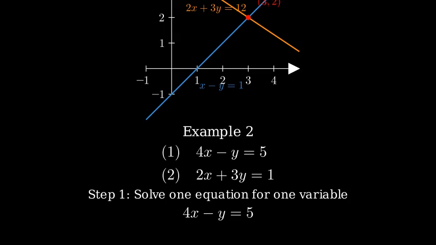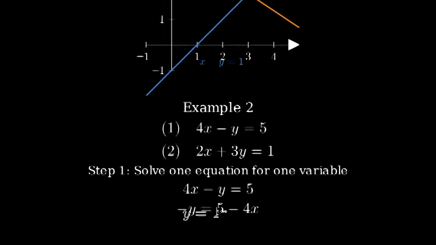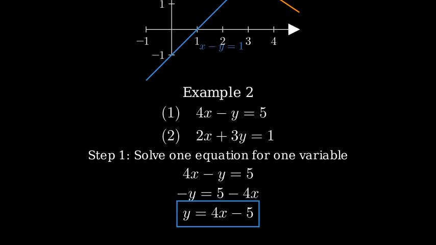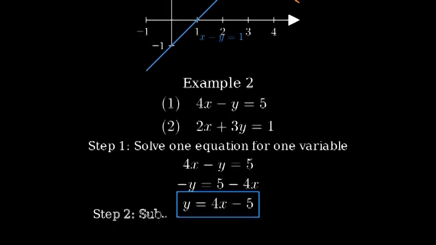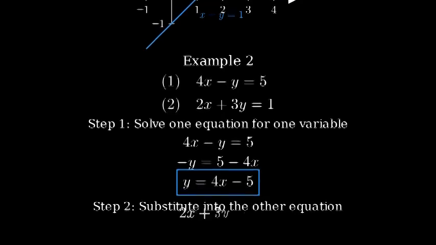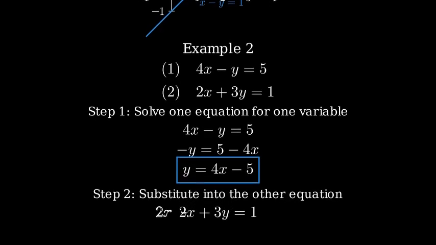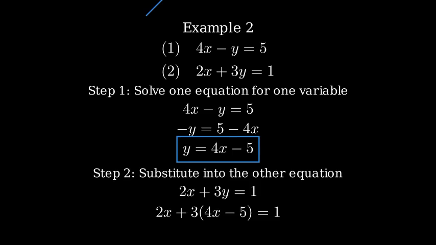From 4x minus y equals 5, we can rearrange to get negative y equals 5 minus 4x, which means y equals 4x minus 5. For step 2, we substitute y equals 4x minus 5 into equation 2. This gives us 2x plus 3 times (4x minus 5) equals 1.